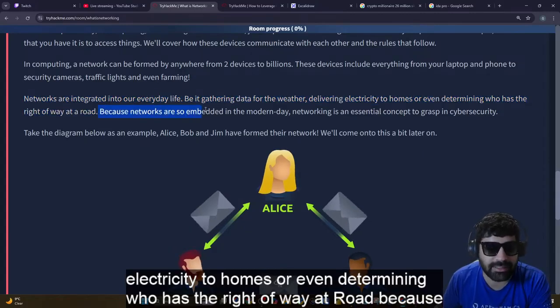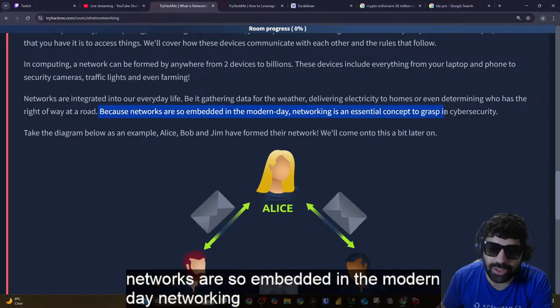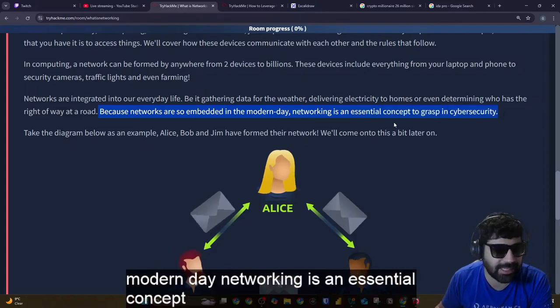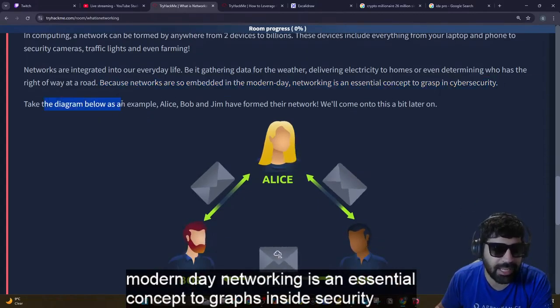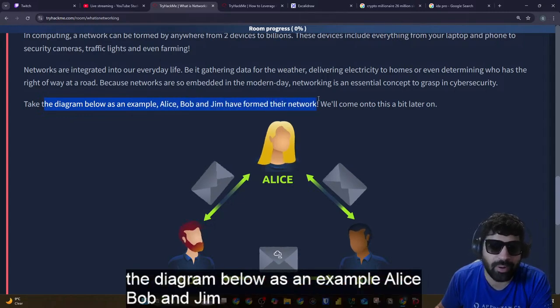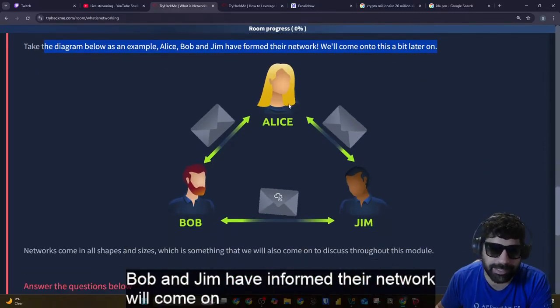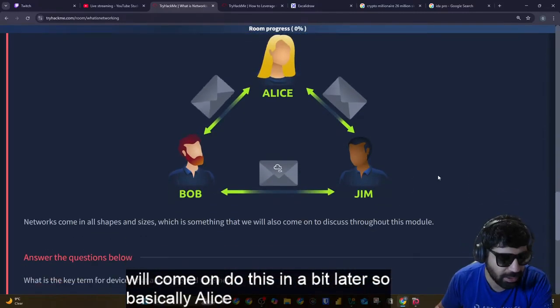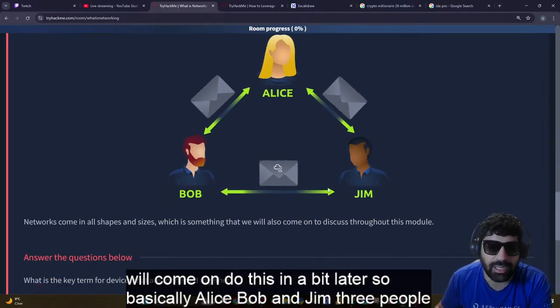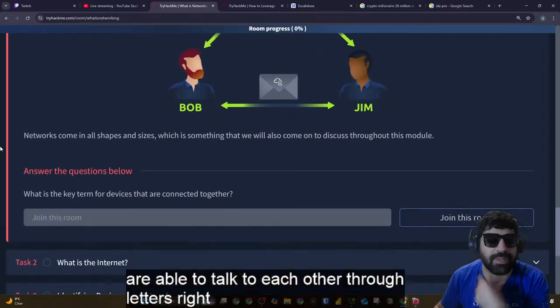Because networks are so embedded in the modern day, networking is an essential concept to grasp in cybersecurity. Take the diagram below as an example. Alice, Bob, and Jim have formed a network. We'll come on to this a bit later. So basically, Alice, Bob, and Jim, three people, are able to talk to each other through letters, right?